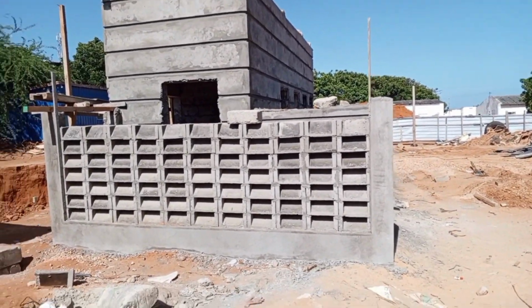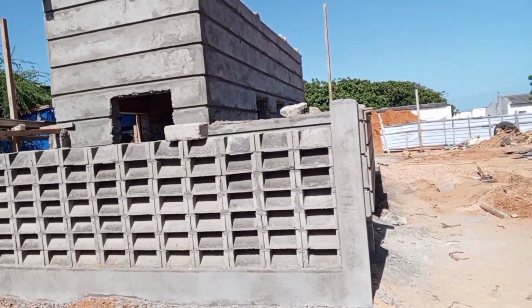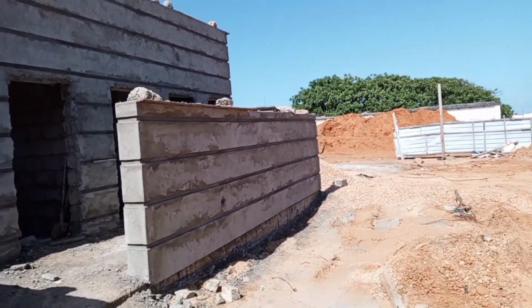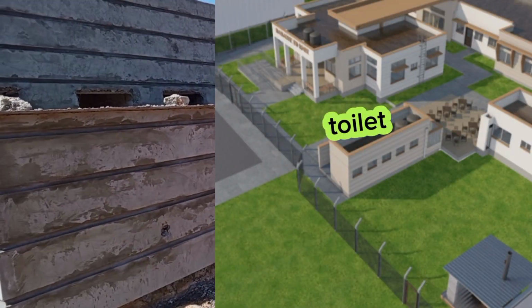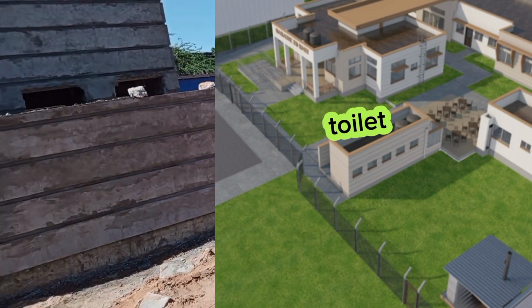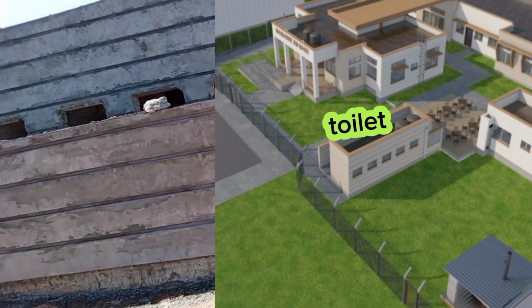When it comes to this one, this is the toilet block. This is how it looks. You can see the external plasterworks. It has strips or lines, because that is how it's supposed to be at the end of the project. So this is the toilet block.